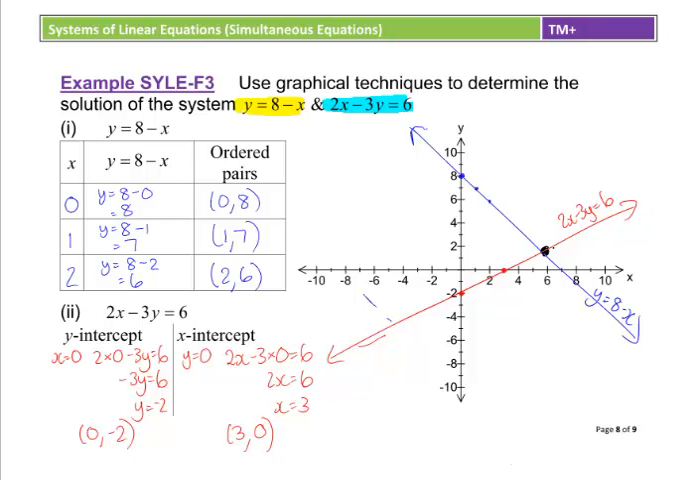Now my intersection point is there. Mine isn't as accurate as probably could be, but you can read off there that that point is 6, 2. So my solution is x equals 6, y equals 2, or as a coordinate 6, 2.